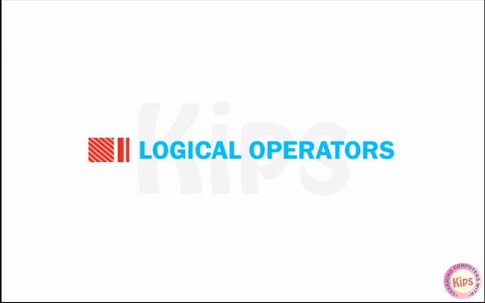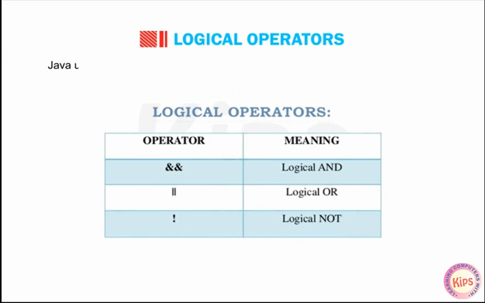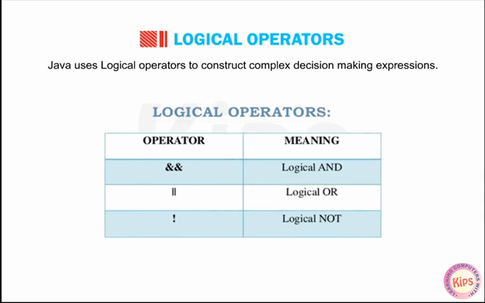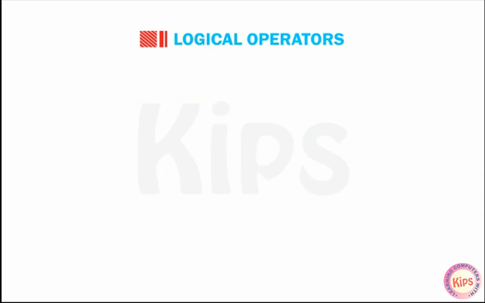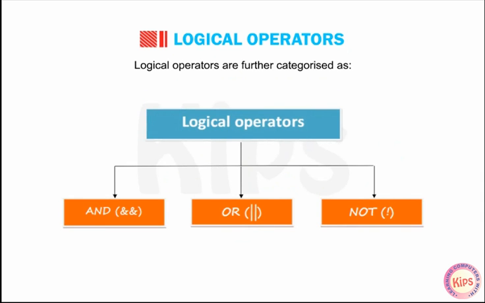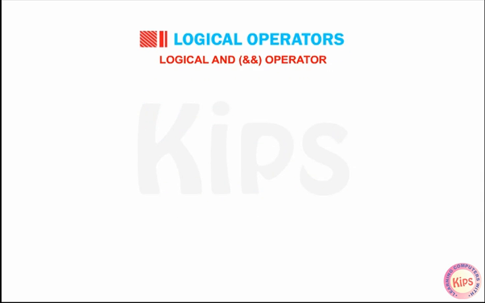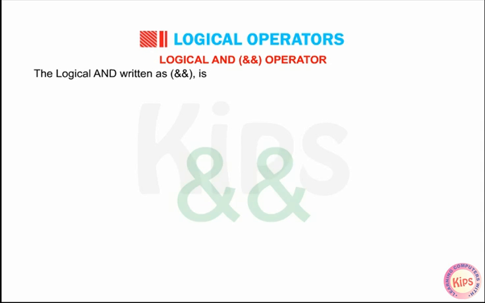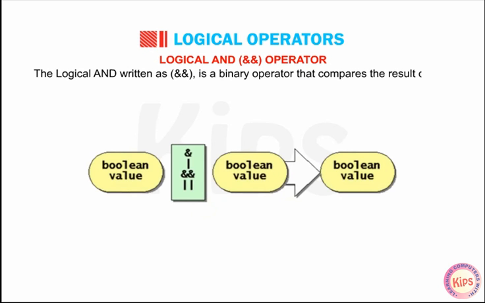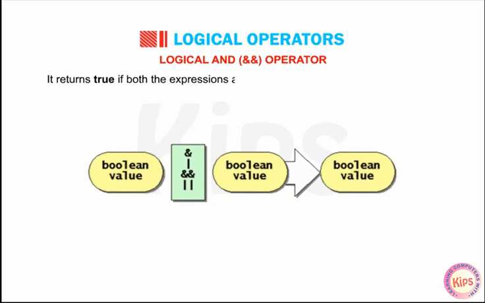Let us discuss logical operators. Java uses logical operators to construct complex decision-making expressions. They give result in the form of true or false depending upon the outcome of different relational expressions. Logical operators are further categorized as logical AND operator. The logical AND, written as &&, is a binary operator that compares the result of two relational expressions. It returns true if both the expressions are evaluated to true, else it returns false.